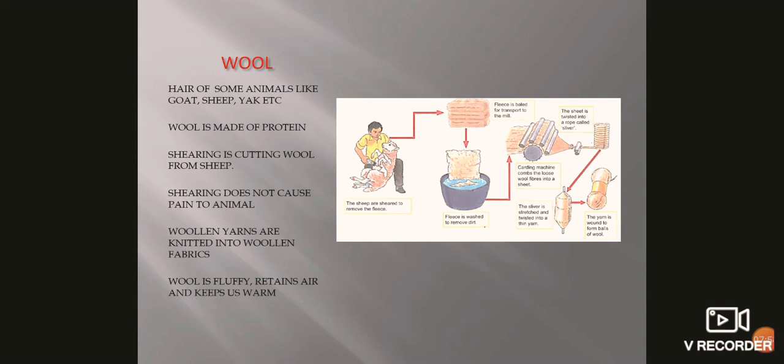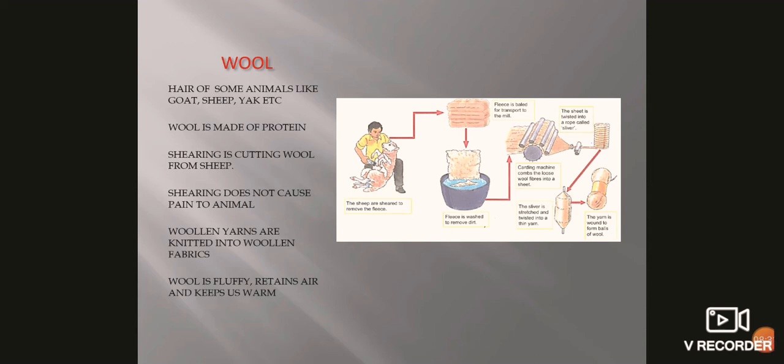After shearing, the wool is then thoroughly washed, cleaned, and twisted into woolen yarns. These woolen yarns are then knitted, not woven, into woolen fabrics. What is knitting? How is it different from weaving? In knitting, only one yarn is used. You must have seen your mother or your aunts knitting with two needles. They use a single yarn, a single thread. That is the difference between knitting and weaving.